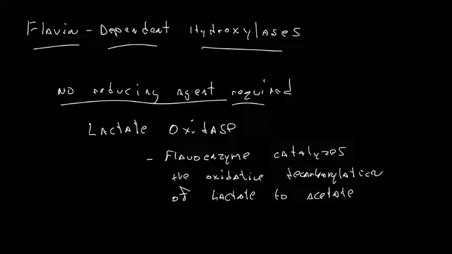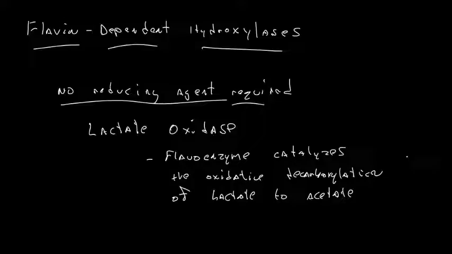In this video, we're going to talk about flavin-dependent hydroxylases. You'll recall from the introduction that there are internal and external monooxygenases. And internal monooxygenase, like we said, doesn't typically require a reducing agent. So let's look at an example of that.